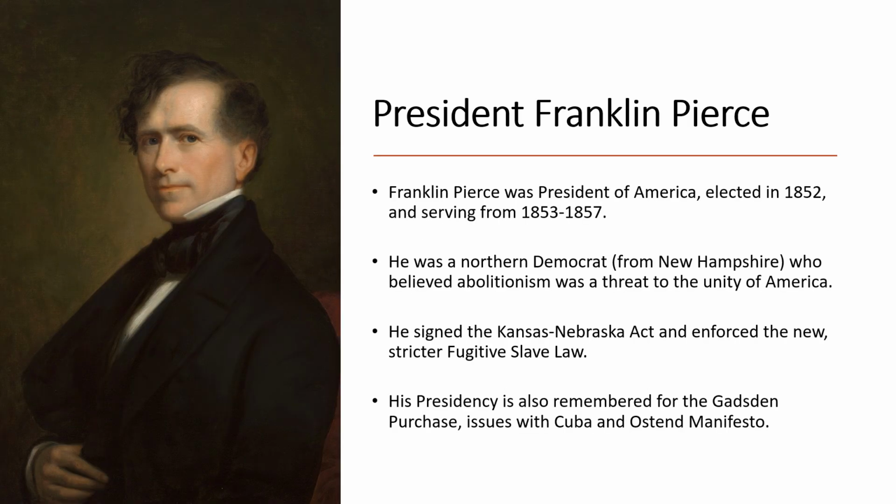Next, we've got President Franklin Pierce, elected in 1852 and serving from 53 to 57. He's a Northern Democrat. He's from New Hampshire, which is a northern state, but he is not an abolitionist. He believed abolitionism was a threat to the unity of America.